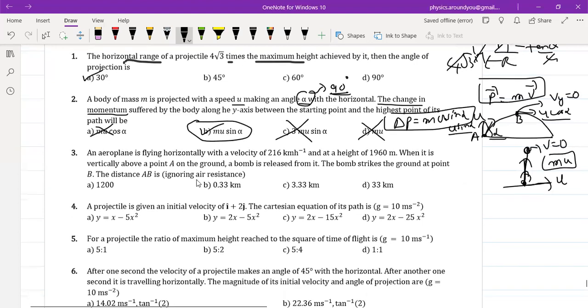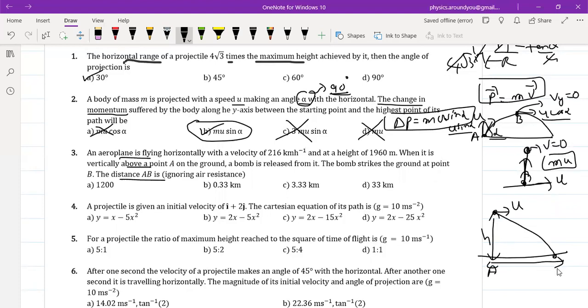Now we'll go to the third one. The third one doesn't have much to do with any concept as such. It is based straight away on a horizontal projection formula. So we note that whenever a body is projected horizontally with speed u and it lands on the ground, that range, the distance from the base of that tower to the point where it lands, is always given as u times square root of 2h by g. This is a standard thing.